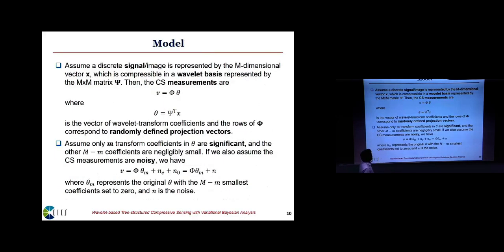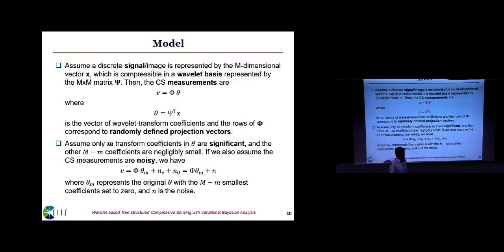All right, so assuming our signal is called X, we have a wavelet decomposition matrix psi, we apply this and we get our wavelet coefficients. And our measurements are random projections of the wavelet coefficients that we have.